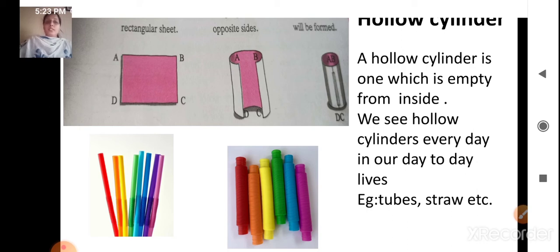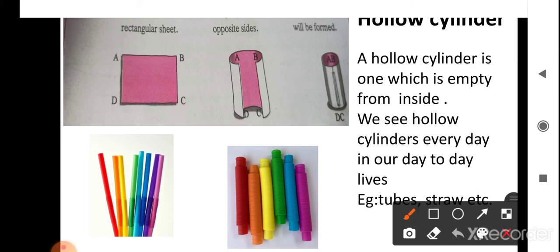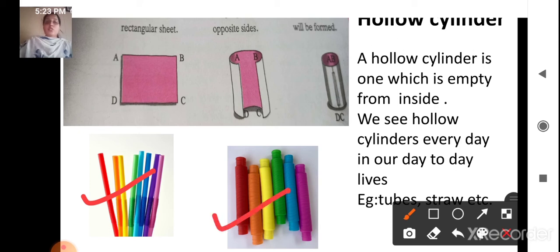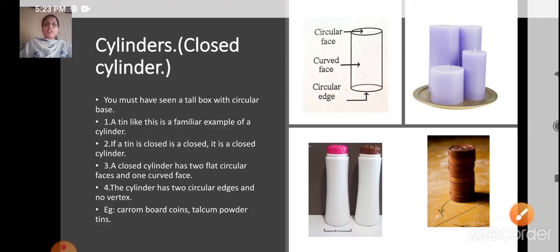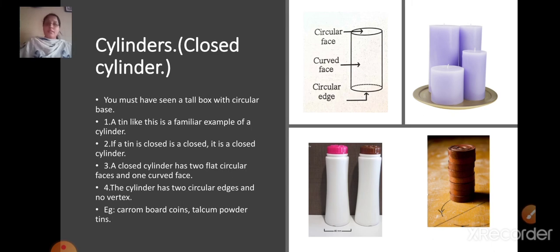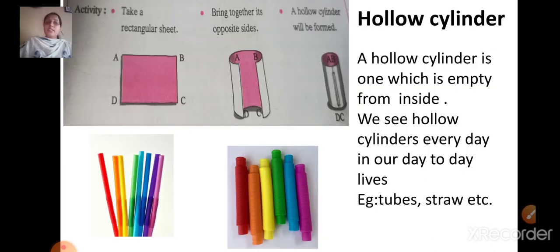And tubes. These 2 examples. This is a picture of a straw and this is a picture of a tube. These 2 examples are of hollow cylinders. Okay, so I hope the concept of cylinder is clear. That is the closed cylinder or cylinder, and we call this a hollow cylinder. Why is it a hollow cylinder? Because it is empty from inside, and we see hollow cylinders every day in our day-to-day lives.